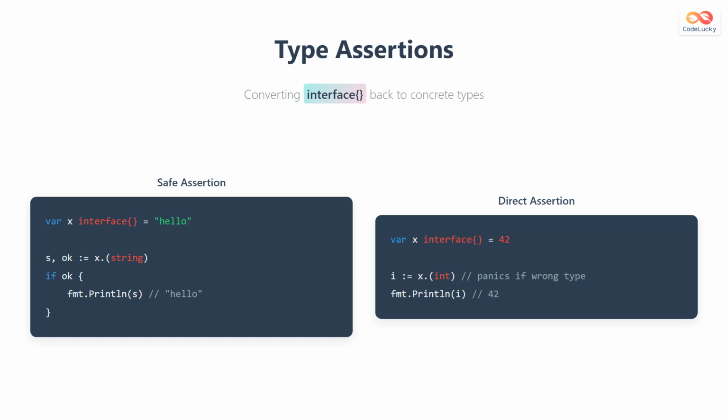The second is direct assertion. We declare a variable x of type interface{} and assign it the integer value 42. We then use a direct type assertion to assert that x holds an integer. If x does not hold an integer, the program will panic. Otherwise, we assign the integer value to i and print its value, which is 42.